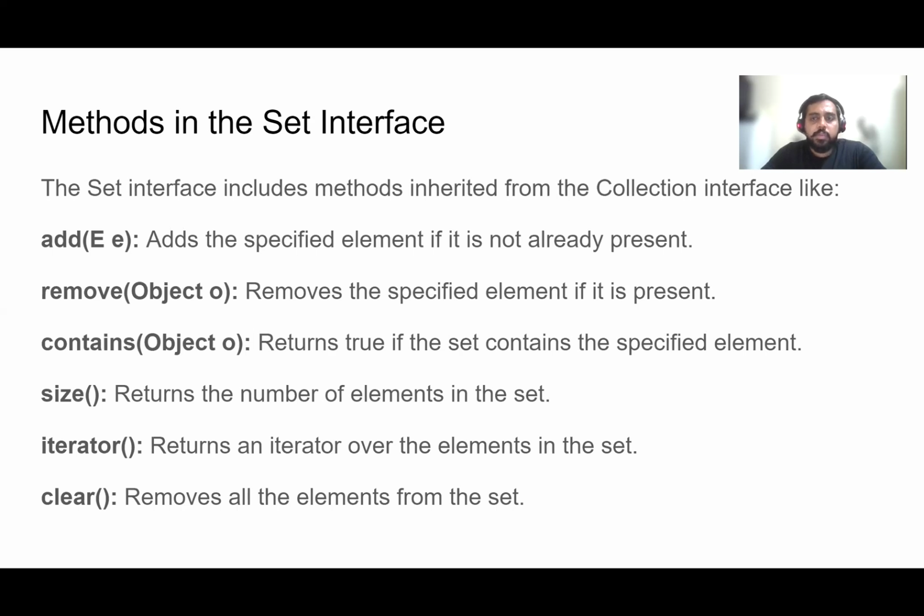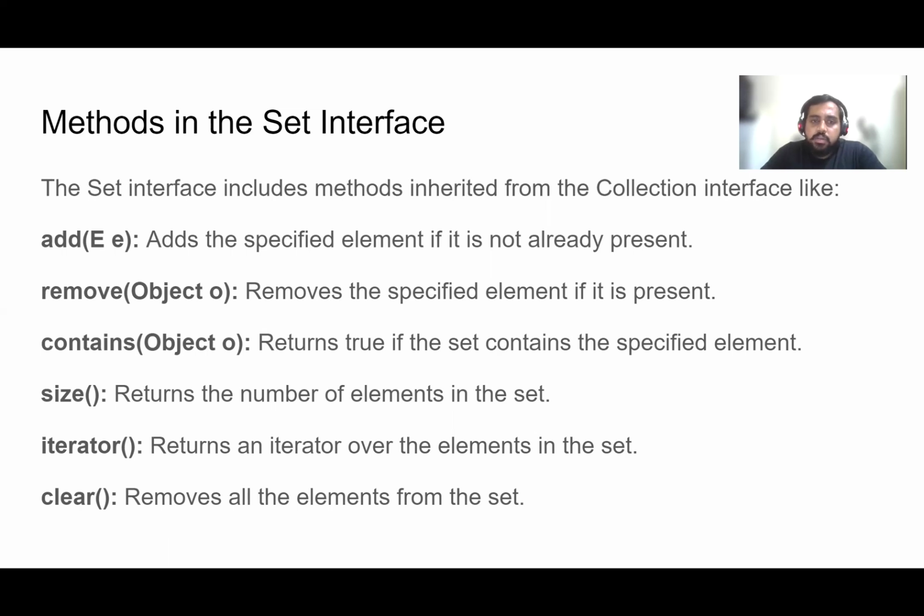Before going to the common implementations, let's see what methods are available in the parent interface, that is the set interface. The set interface includes some methods inherited from the collection interface. Along with that, we have some methods particular to the set interface. First, we have add. As you can see, in our previous video we also talked about this method. It comes directly from the collection interface and works for both list and set. Add means we are adding an element to this collection.